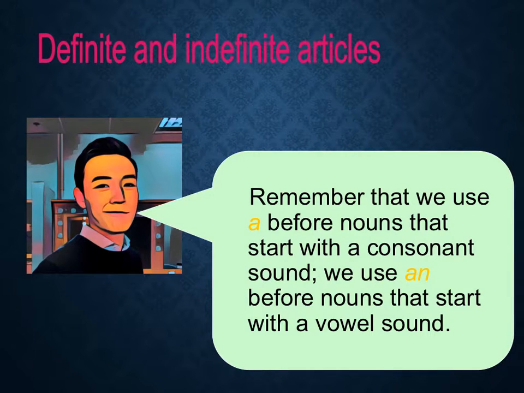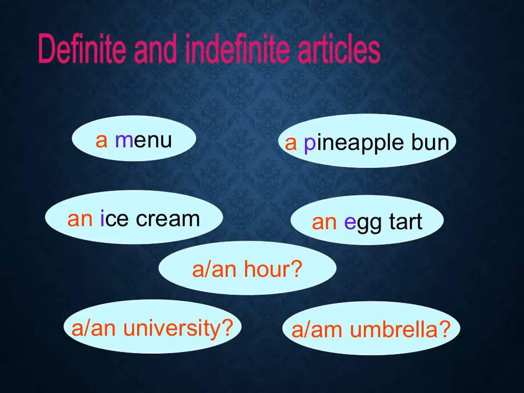So please remember that we'll use a before nouns that start with a consonant sound. We use an for nouns that start with a vowel sound. What does it mean by consonant and vowel? Just remember, A, E, I, O, U are usually the vowel sounds. Let's take a look at some examples. We use a menu because m is a consonant. A pineapple bun because p is a consonant, but an ice cream because this is a vowel. An egg tart, okay, an egg tart.